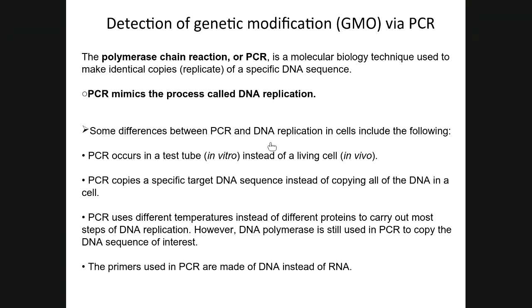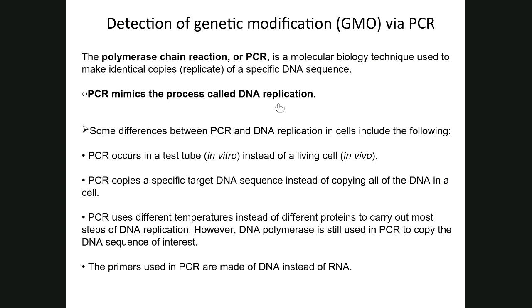The lab technique that is actually used in research labs to detect if an organism is a GMO is PCR. PCR stands for polymerase chain reaction. PCR is simply DNA replication in vitro, in a test tube. So if you look here, PCR is a molecular biology technique used to make identical copies of a specific DNA sequence. So it's DNA replication. This is chapter 16.